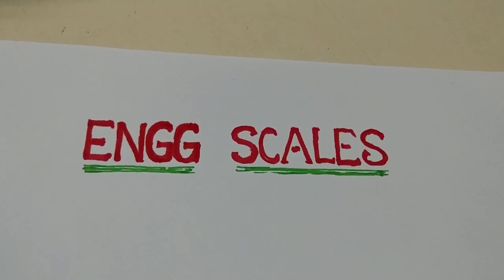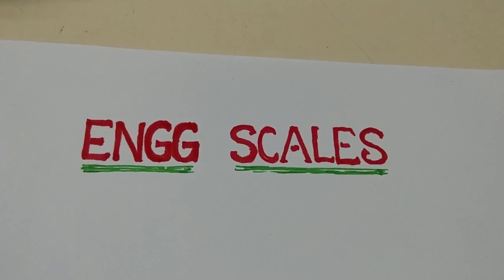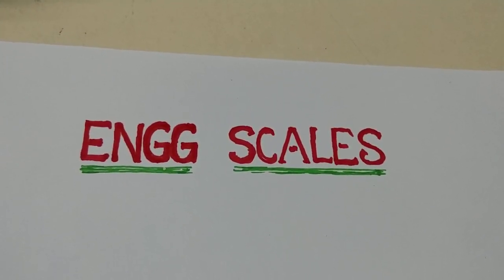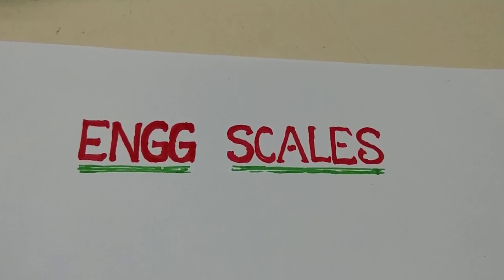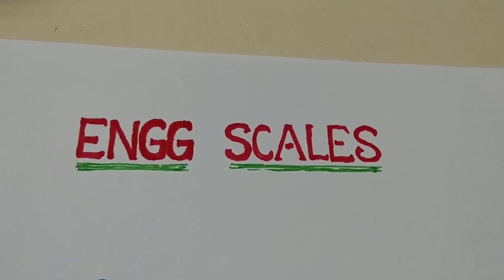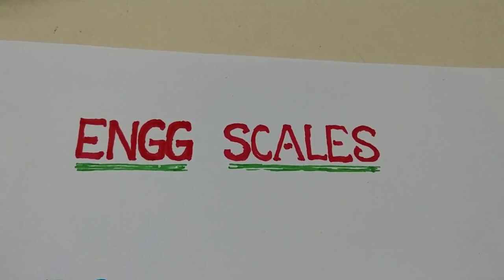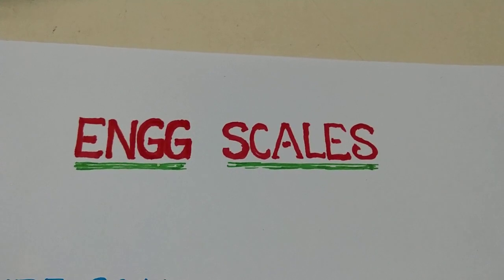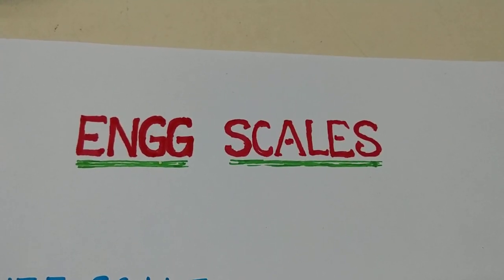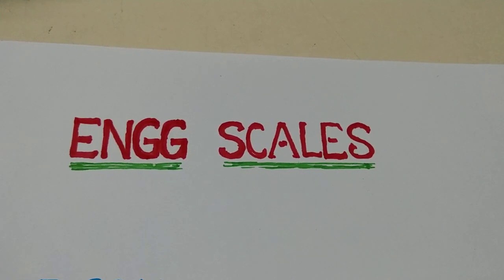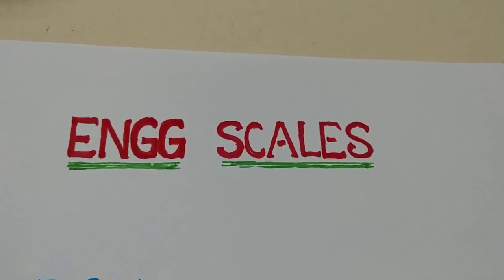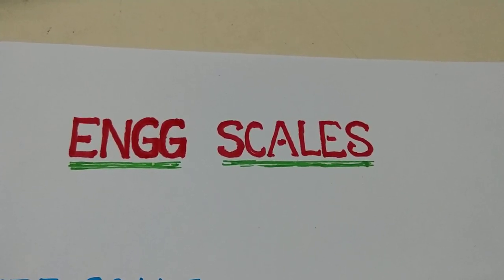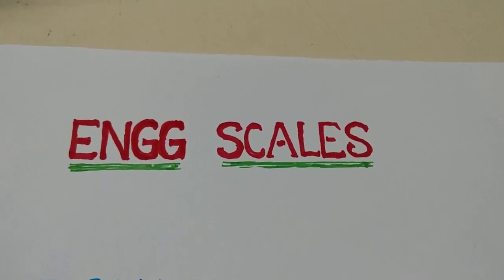For instance, drawings of very big objects like buildings, large machines, bridges, etc. cannot be prepared in actual size because they would be too big to accommodate on the drawing sheet. Similarly, drawings of very small objects like precision instruments, namely watches, electronic devices, etc., also cannot be prepared in full size because they would be too small to draw and to read.